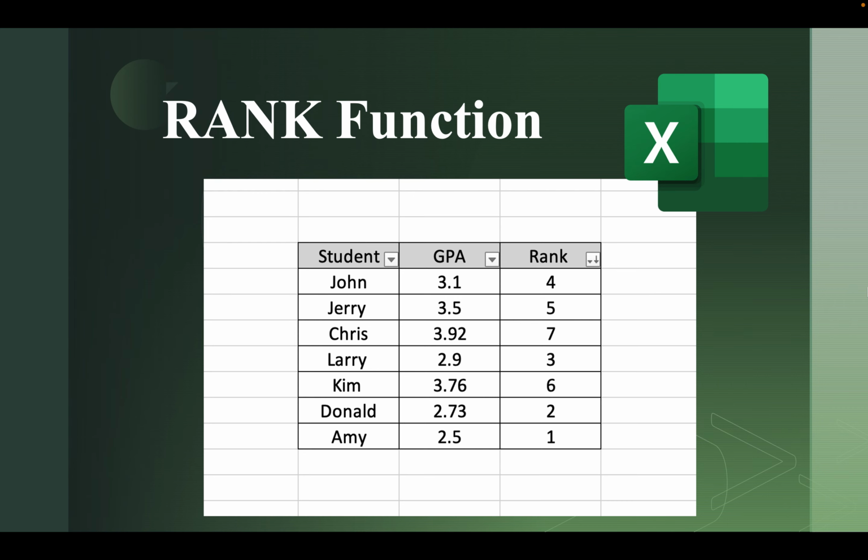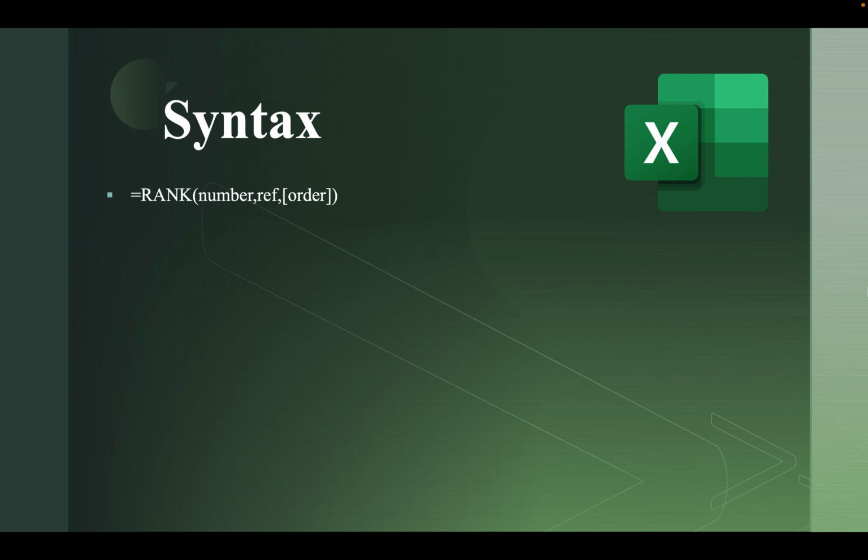So in my example, I'm going to use GPAs. You can take a data set like the one we have here with students, rank the students from highest to lowest or lowest to highest with the rank function. The syntax of the rank function is as appears on the screen: equals rank, then you have a number, a reference, and an order, all separated by commas.